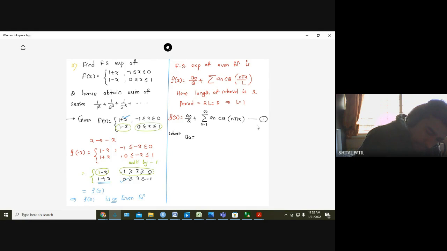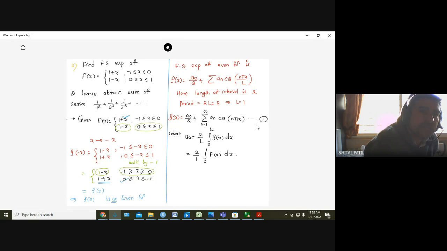Right, formula of a naught. It is an even function, so it is not 1 by L, it is 2 by L and half of the limit 0 to L. Now, very important question: which part of the function is to be considered?